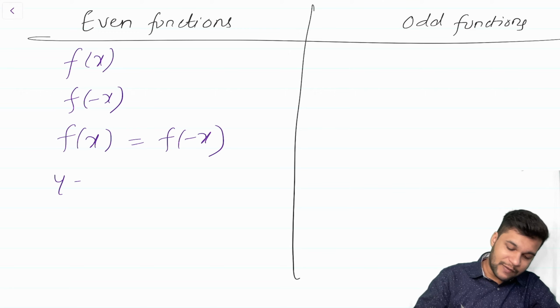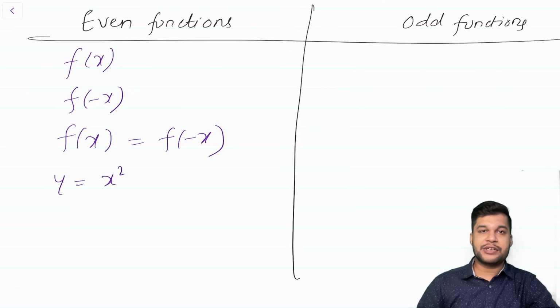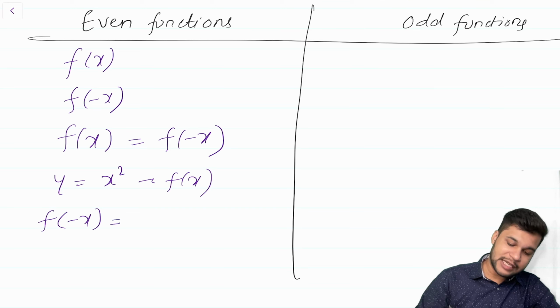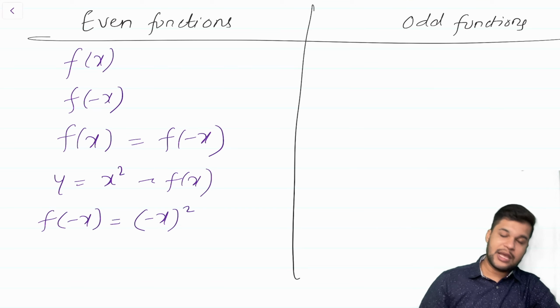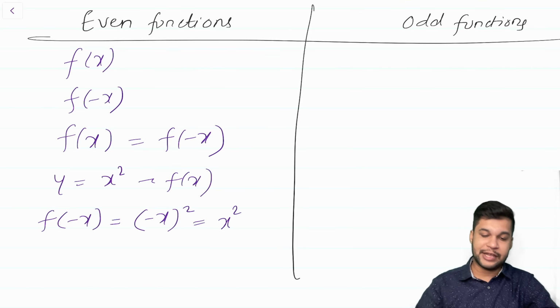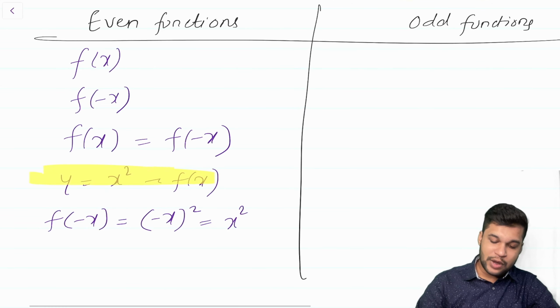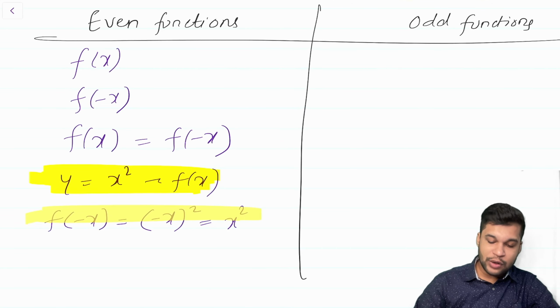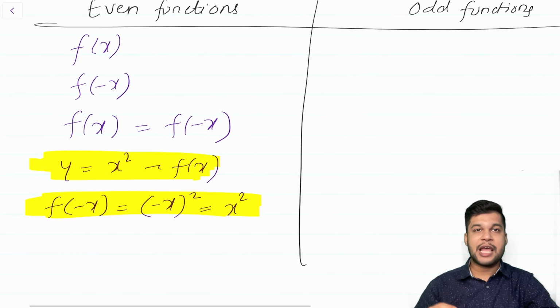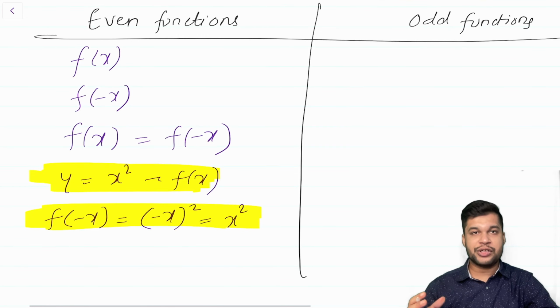I'll give you an example. Let's say you have a function y equal to x square. Let's say this is f(x). What is f(-x)? f(-x) will be (-x) whole square, which is again x square. So if you observe, your f(x) is same as your f(-x). So this type of function is an even function.